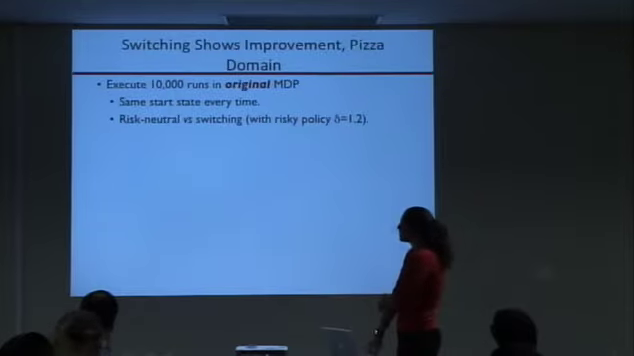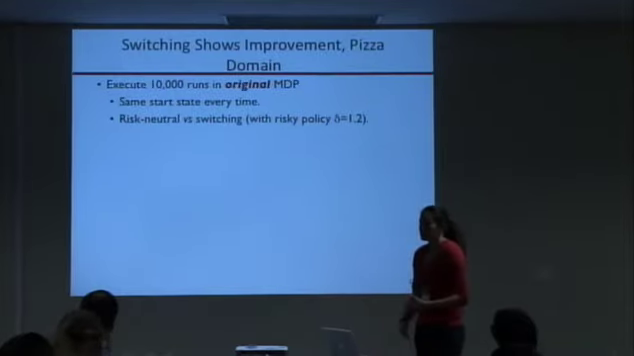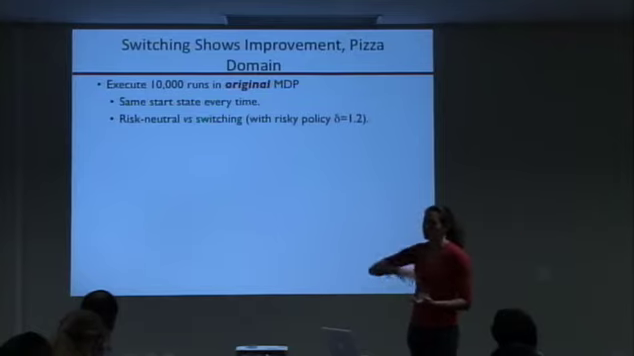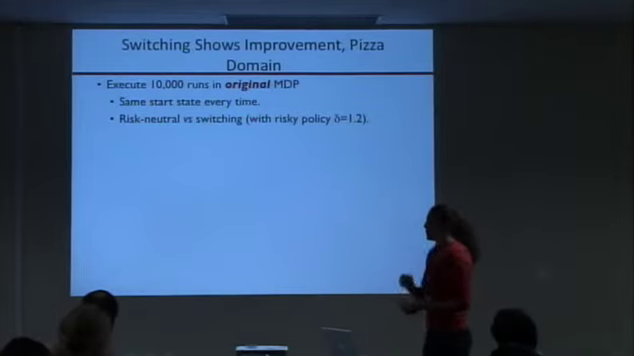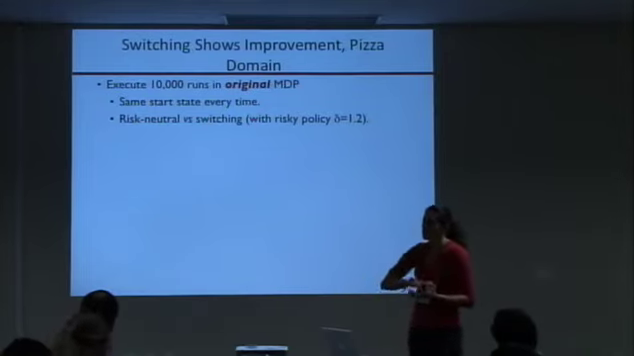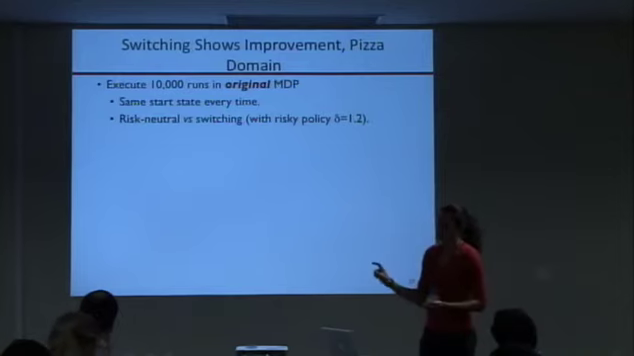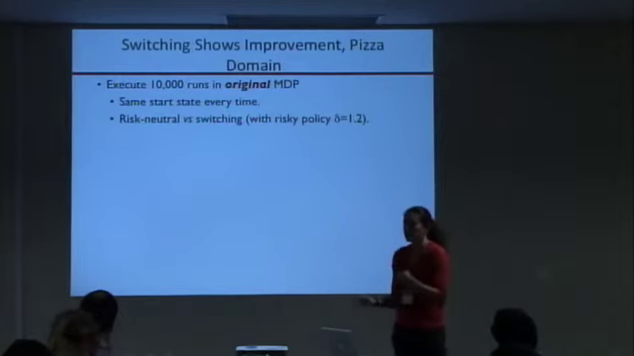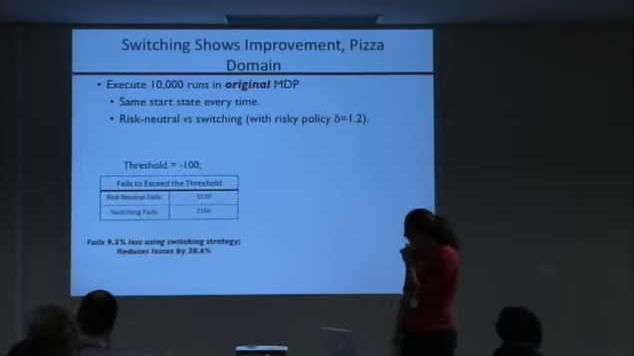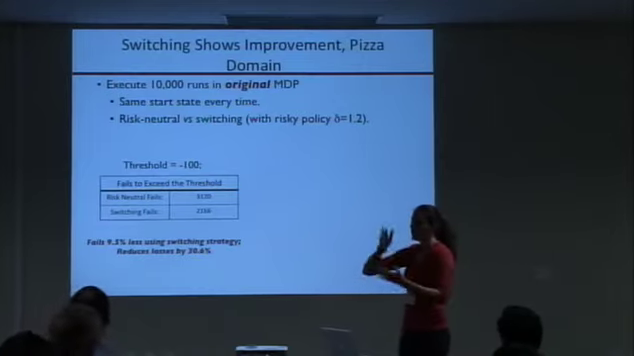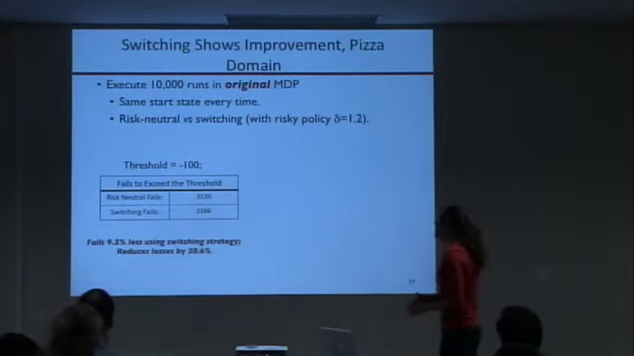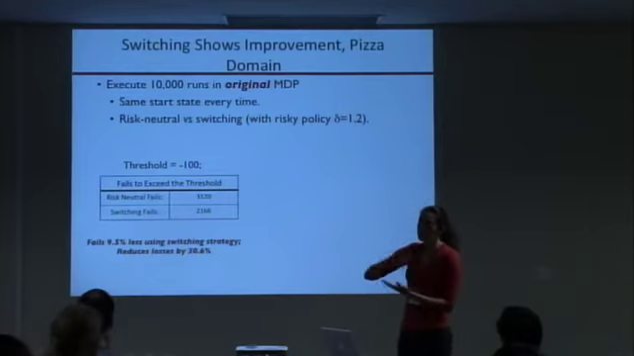So, results for this pizza domain: we are running 10,000 runs in this original modeled Markov decision process. These have the same start state every time. And we're comparing the strategy where you're just doing the expectation of the value function, which is the risk-neutral strategy, versus a strategy where you're able to switch between a risk-neutral and, in this case, a risky policy of 1.2. And we saw for a threshold of -100, and you can think of this again as related to the time you need to get to your delivery location, here the idea of failing is that you did not exceed it, that you actually made it under the threshold.